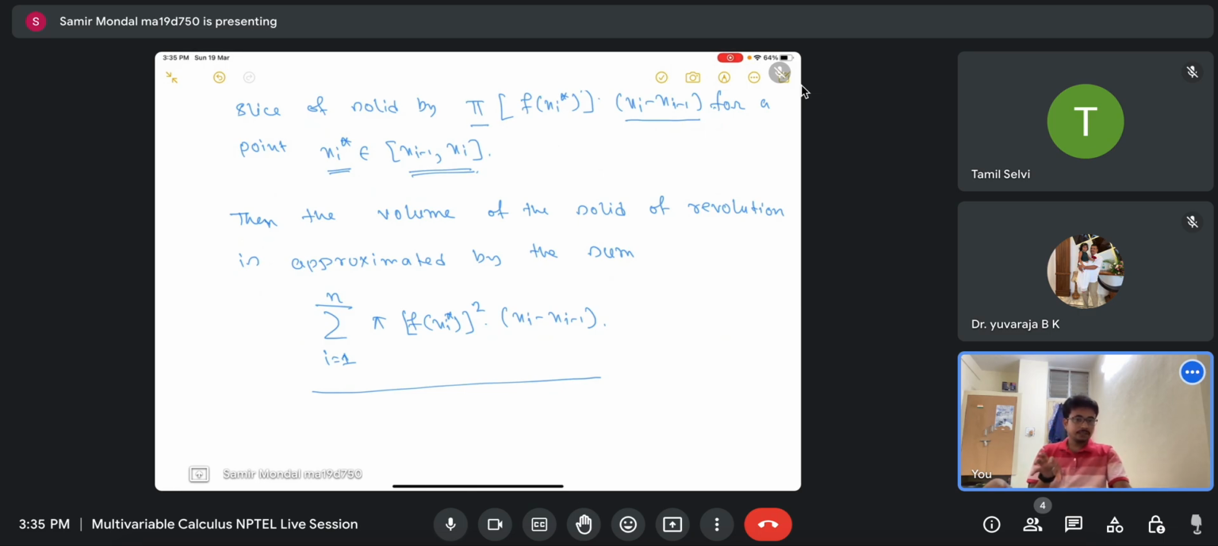This is approximate. So now we'll take the limit as n tends to infinity, then we'll get the volume of the solid of revolution. Now the volume of the solid of revolution is the limit of this sum. If you take the limit as n tends to infinity, we will get the volume of the solid of revolution.